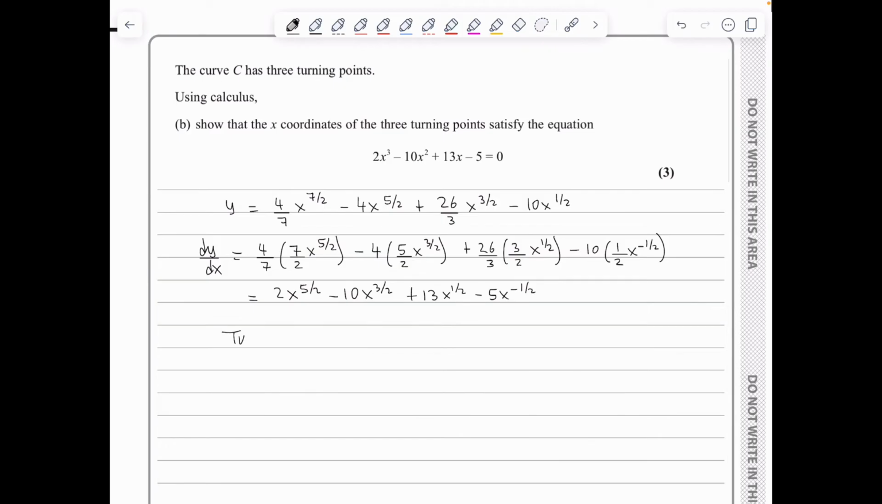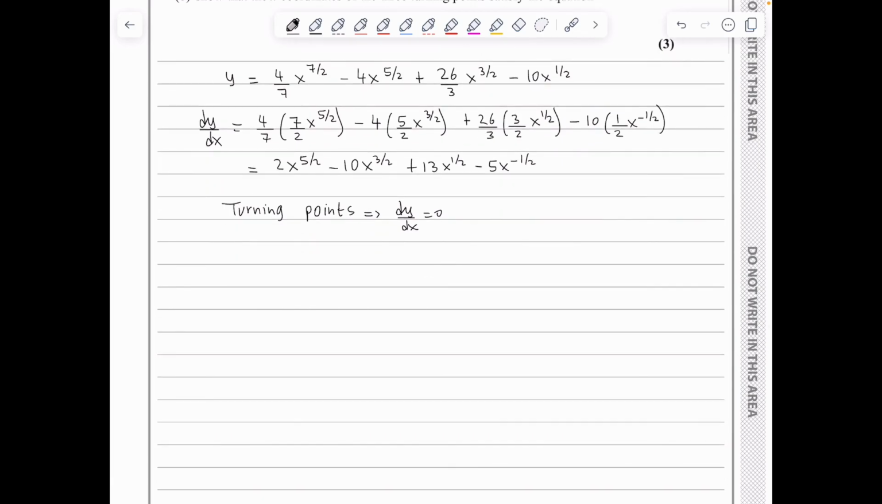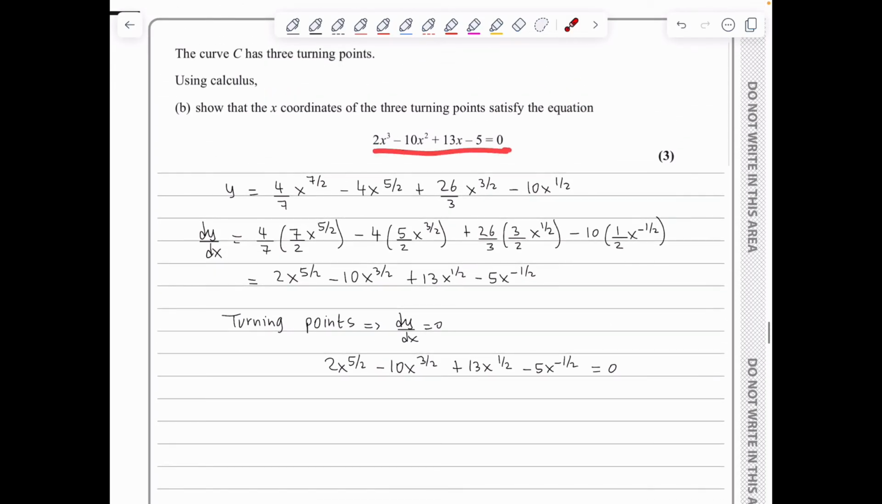Now we know that when we refer to turning points, these are points that satisfy that dy dx is equal to 0. So we will set the expression we just obtained to be equal to 0. So 2x to the 5 over 2 minus 10x to the 3 over 2 plus 13x to the half minus 5x to the minus a half is 0. Looking at what we need to arrive at, we can see that the coefficients are right. So 2, negative 10, 13, and negative 5. And we have an issue with the powers.